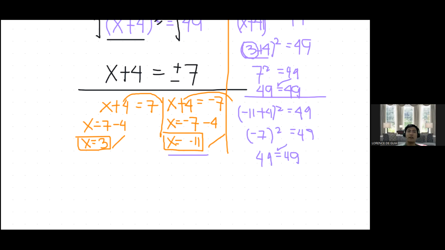So the two values of our x that will satisfy the equation are x equals 3 and x equals negative 11. Problem solved.